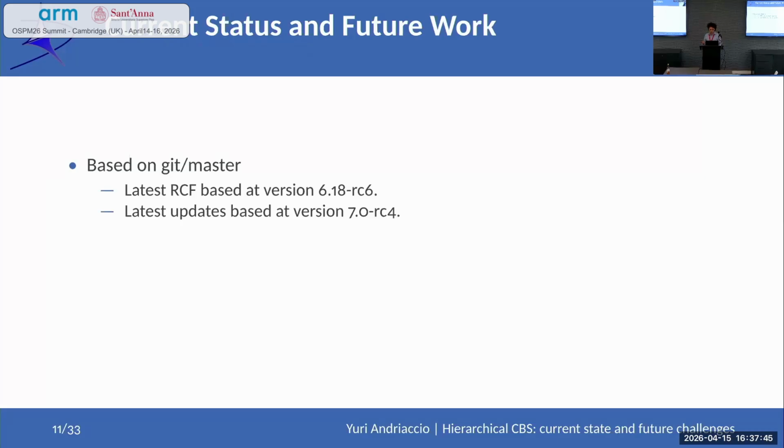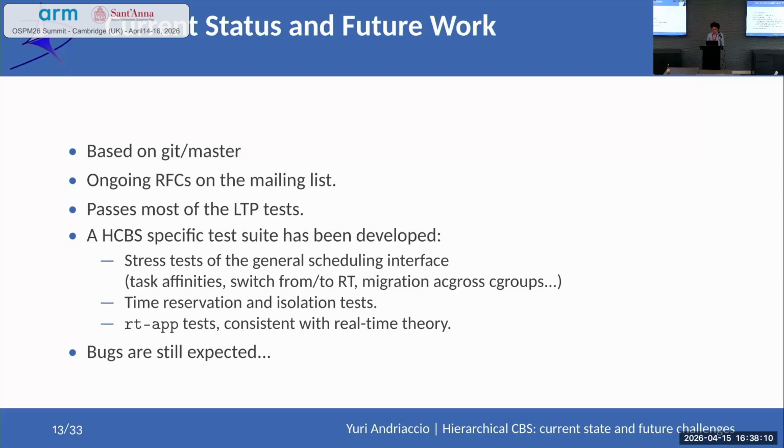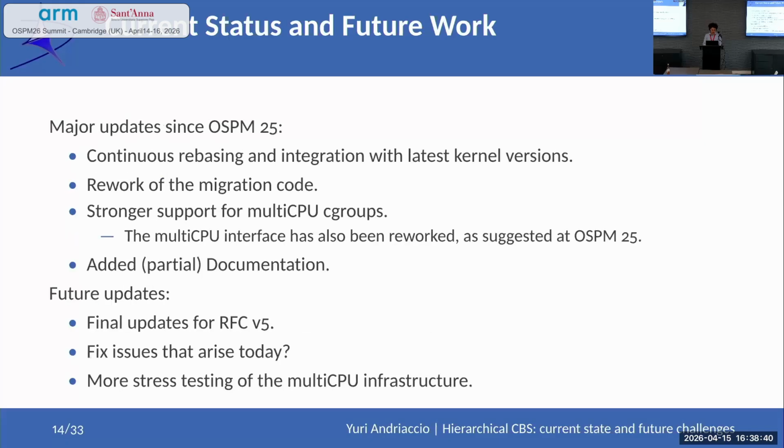So currently, I've been updating it since last year. The latest request for comments that I've sent is based on Linux 6.18, but I've tried to keep up, so the latest on Linux 7. And I have to thank who reviewed the patch set because it's a great help in shaping it. Basically, the work that we have passes most of the Linux Test Project tests. And I developed a specific test suite for all the corner cases, all the stress tests for affinities, switches, and also to verify that the time reservation and isolation properties are respected, also by using RTApp, but there are still some bugs that need to be fixed.